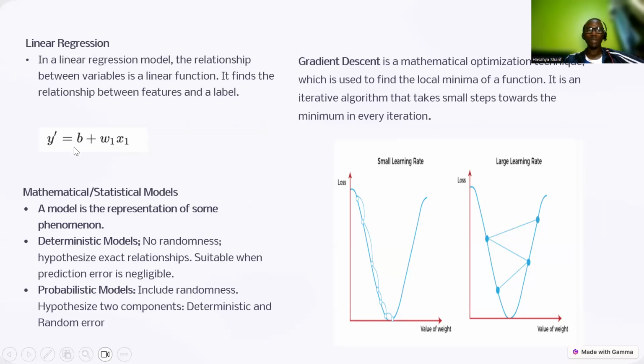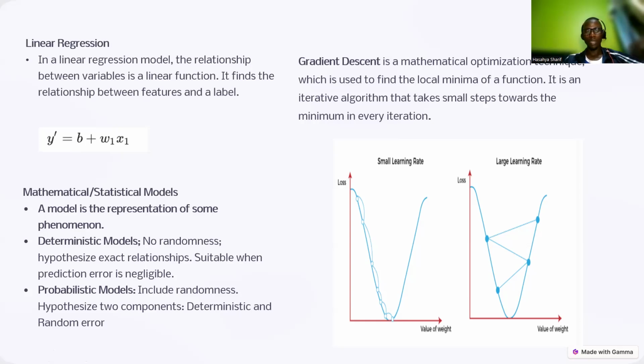It uses the basic equation, which is y prime equals wx plus b. Y prime is what we are trying to predict. b is the bias, w is the weight, sometimes also referred to as the slope. Then x is what we use to train our model.